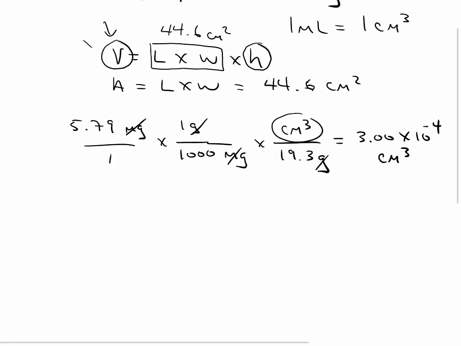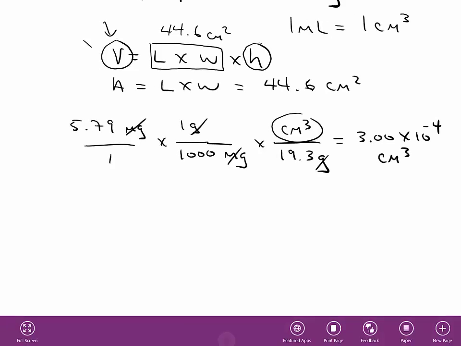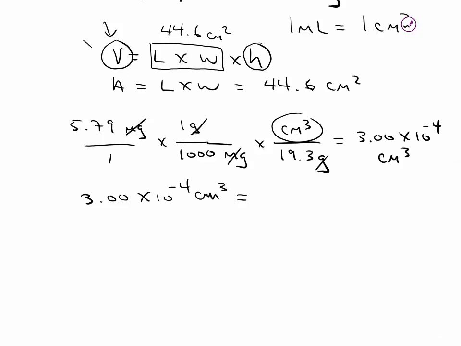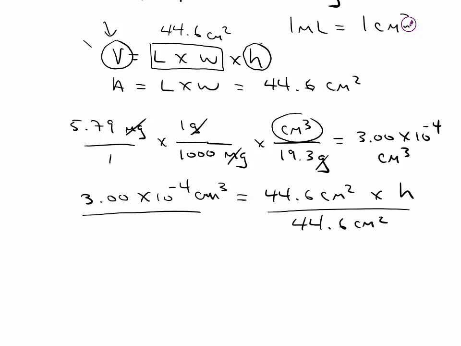So going back to the fact that volume is equal to length times width times height, I now have this equation. 3.00 times 10 to the negative 4 centimeters cubed is equal to length times width times height. Recall from the top of the problem that the length times the width is the area, and the area of this is 44.6 centimeters squared, and that's going to be times the height or the thickness. So now I'm going to divide both sides of this expression by 44.6 centimeters squared, and that will solve for the height or the thickness.